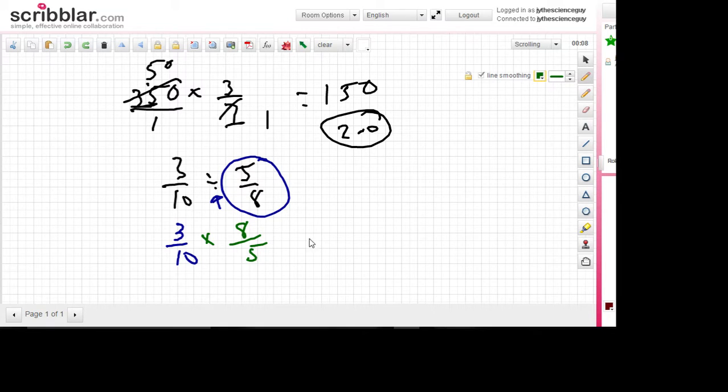Okay, flip the fraction. And now we do the exact same stuff that we were just doing. So we'll do 3/10 times 8/5.